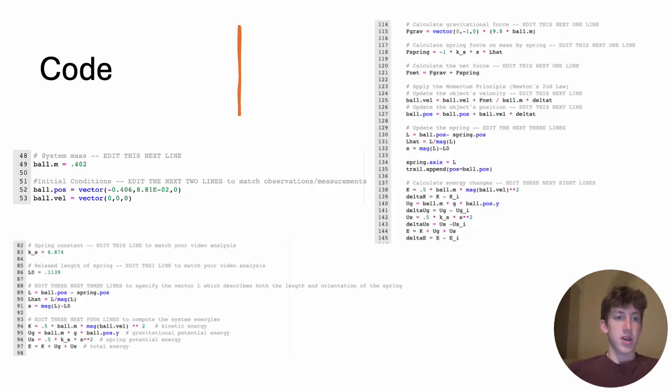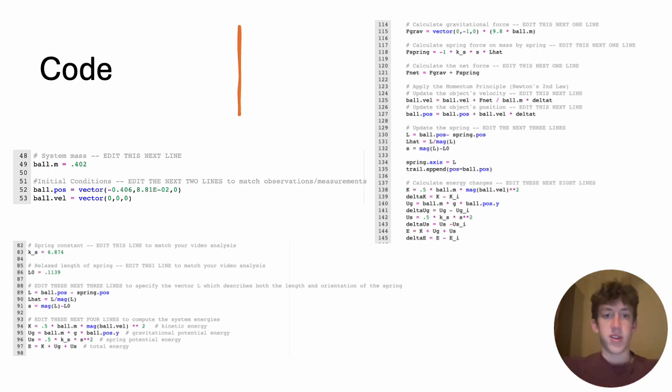So the first box on the left is setting the initial variables for the position of the ball and the mass of the ball, and then below that are the initial variables for the spring constant, L naught, and the initial length, and the vector for the length, and then the kinetic energy, gravitational potential, spring potential, and total energy of the system.